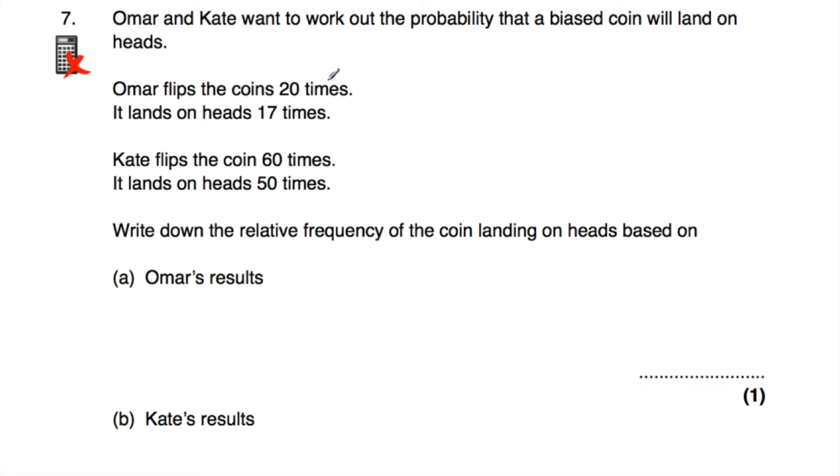Omar flips the coin 20 times and it lands on heads 17 times. And Kate flips the coin more times, she flips it 60 times and it lands on heads 50 times. And the question says, write down the relative frequency of the coin landing on heads based on Omar's results. So Omar flipped the coin 20 times and it landed on heads 17 times. So the relative frequency of heads would be 17/20.